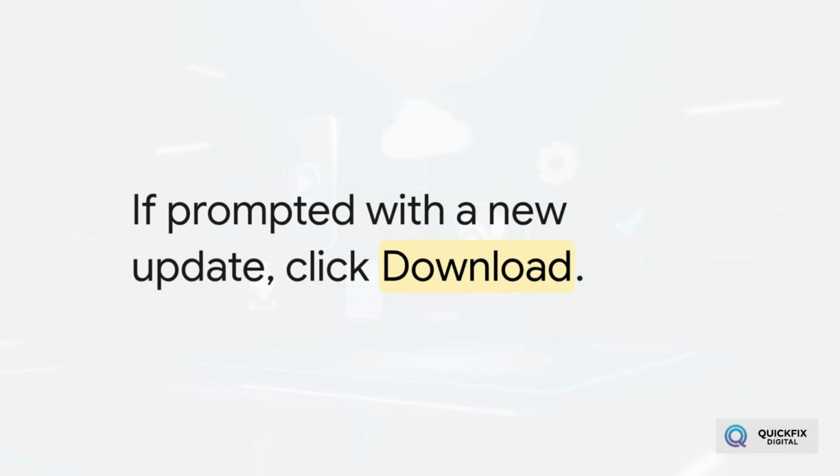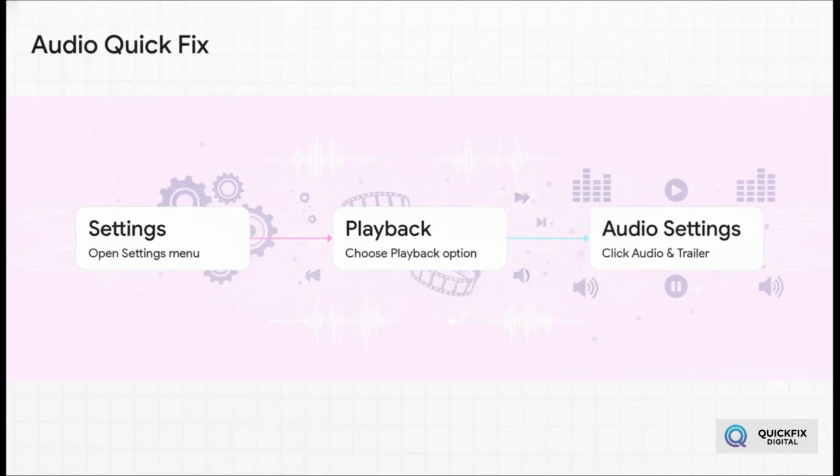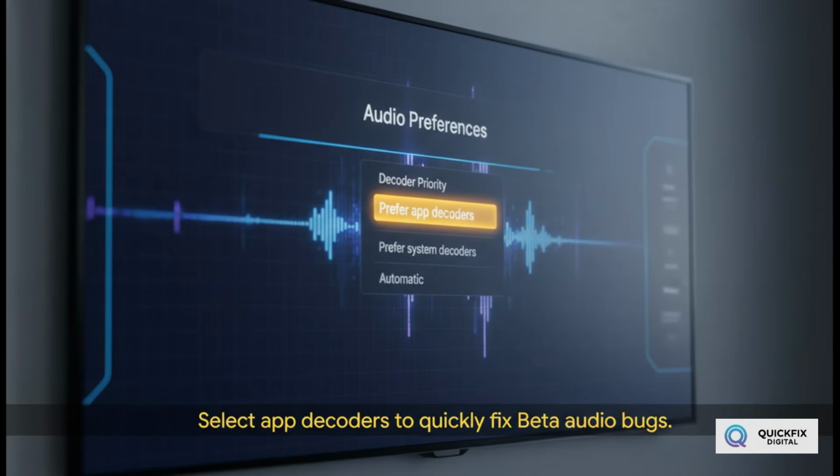If an update message pops up right as you enter, go ahead and click Download. Audio not working? It's a super common beta bug, but don't worry, there's a quick fix. Just dive into Settings, select Playback, and then hit the Audio and Trailer option. Change your decoder priority to Prefer App Decoders. That literally resolves almost all sound issues instantly.